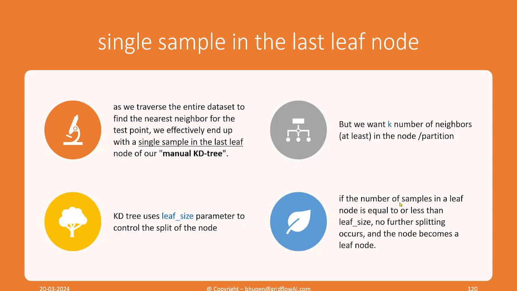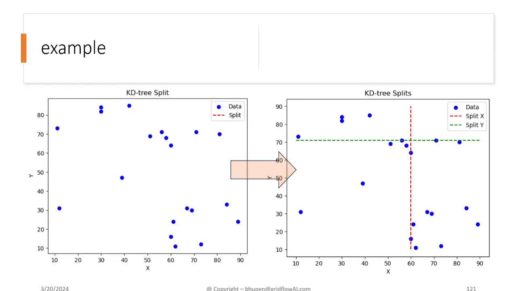Essentially, what leaf size does is it tells the KD tree that in a node, if the number of samples is less than leaf size, do not further split. That's what it is. And that will ensure that we will have at least that many samples in each of the partitions. So, a little bit of a demo using Python code.